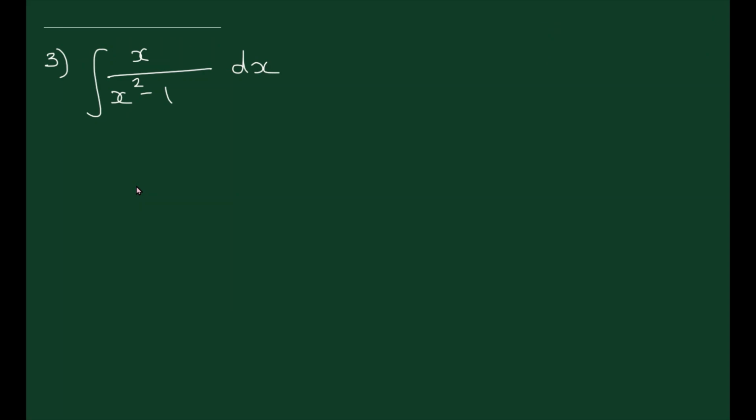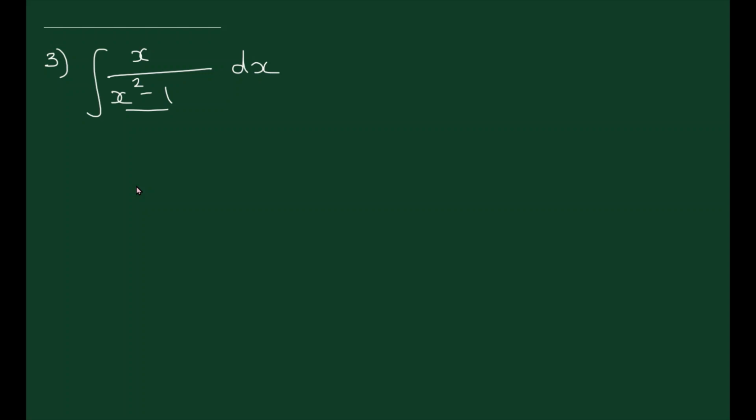Now in the next sum, the third question that is there. The question is the integral of x upon x square minus 1. Now this particular sum you can do in two ways actually. You can either convert x square minus 1 and write it as x plus 1 into x minus 1, and then you can integrate by the method of partial fractions. However, there is one more method by which you can get the answer in an easier manner, or quickly you can get the answer.